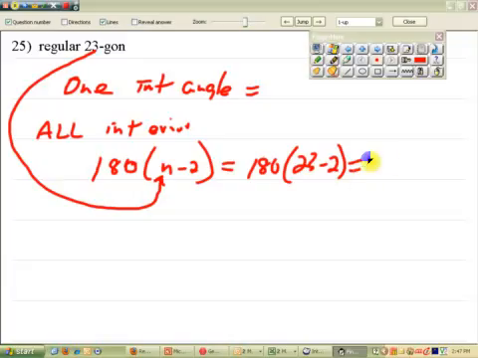3,780. Since that's the total sum of all interior angles, they want to know just how much 1 equals. So you divide this number by 23 again, because there's 23 sides, which means there's 23 interior angles. So when you divide that by 23, you get 164.3, and that's your final answer.